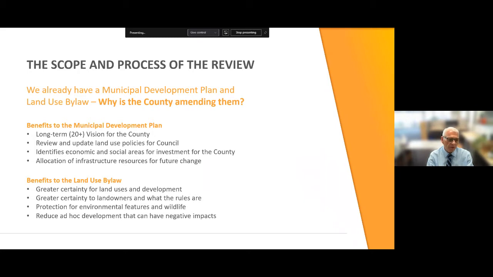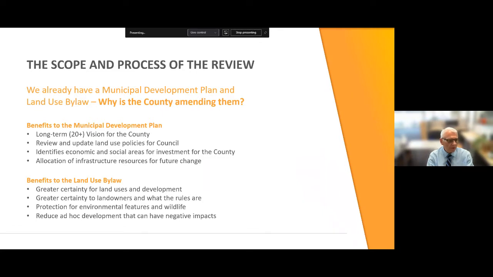We also want to make sure that we're reviewing the policies that are in the plan and making sure that they're up to date or they're in line with the policies that council has formed and has passed with other planning documents or other strategic documents. We also want to make sure that we're identifying what the current economic and social trends are and how we want to invest back into the county in terms of whether it's social infrastructure or physical infrastructure, and make sure that we are preparing the county for the long term.